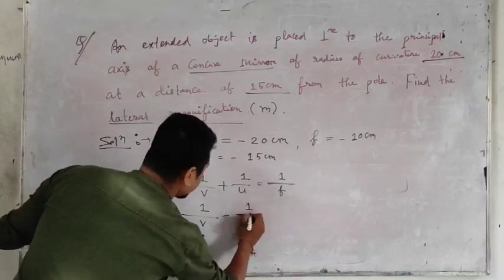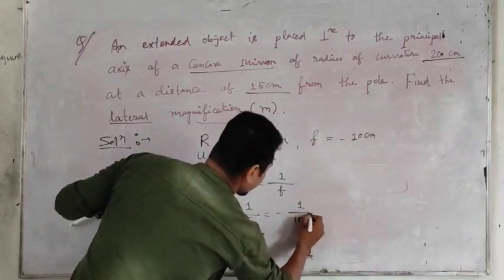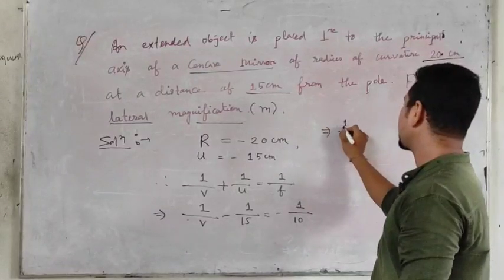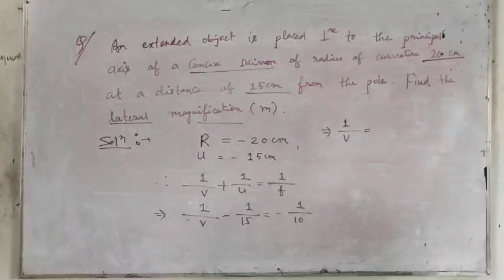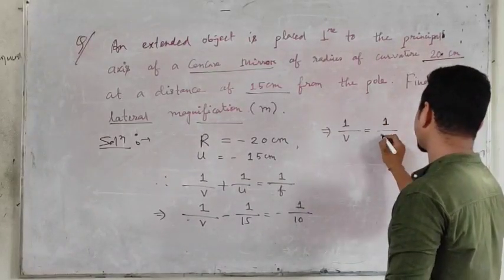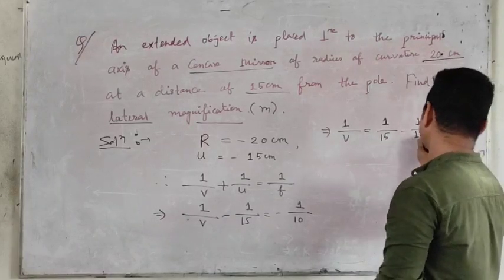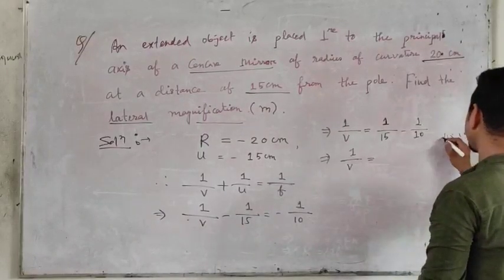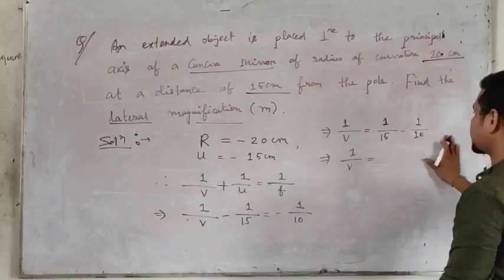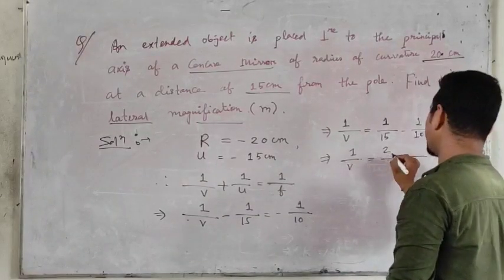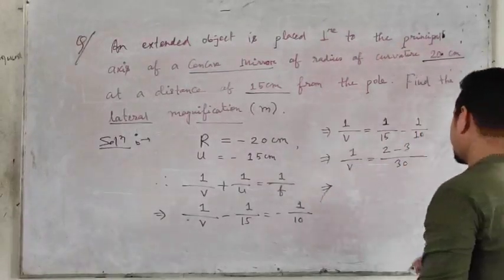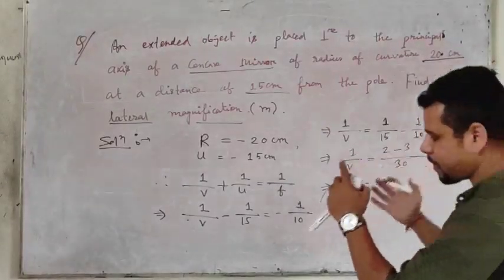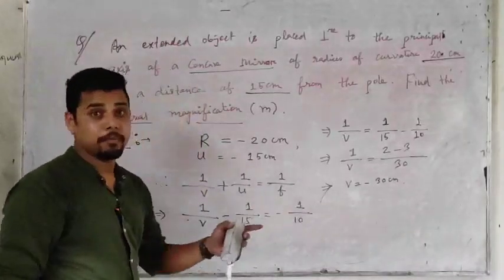1 by v minus 1 by 15 is equal to minus 1 by 10, right? So from here you will have 1 by v is equal to 1 by 15 minus 1 by 10. What is the LCM for 15 and 10? That is 30. Okay, 5 3 15, 30. So over 30 you will have 2 minus 3. That means your image distance will be minus 30 centimeter. Okay, that means the image is formed on the left side of the mirror. That means we get a real image, and it is an inverted image.